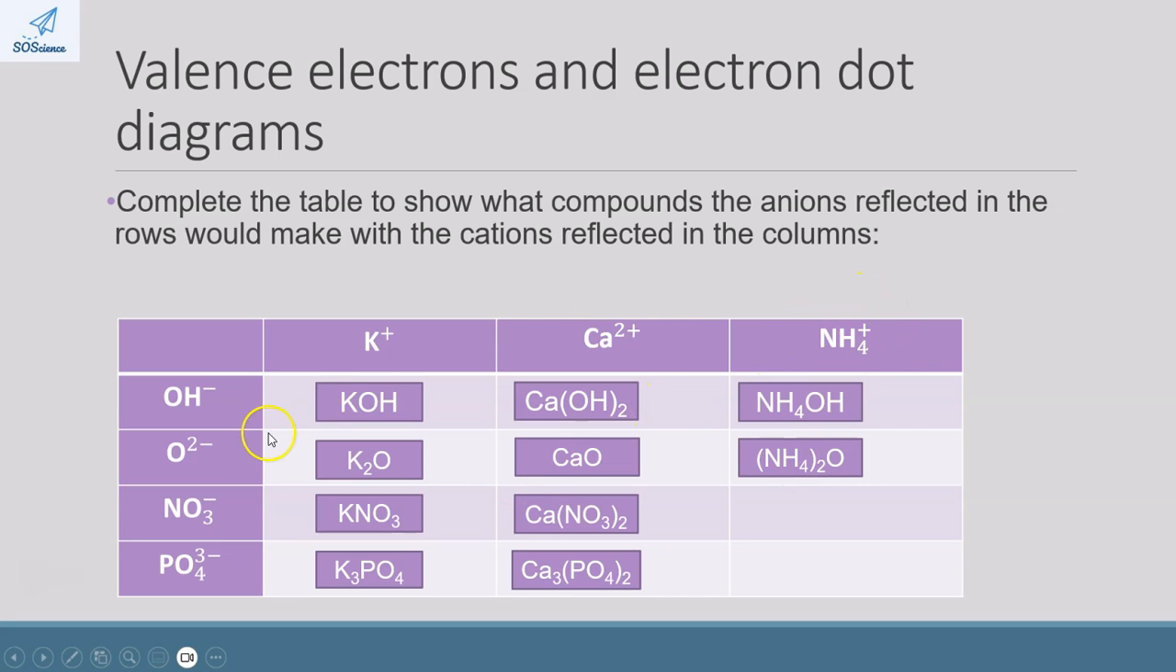NH4 plus and NO3 minus simply come together in a 1-to-1 ratio, forming NH4NO3. And NH4 plus with PO4 3-, I need 3 pluses to balance out this single 3-, which means I'm going to need 3 of these guys. It's going to be (NH4)3PO4.